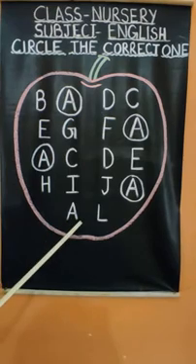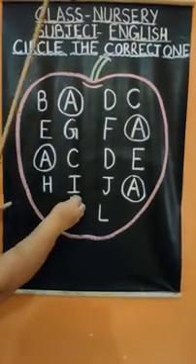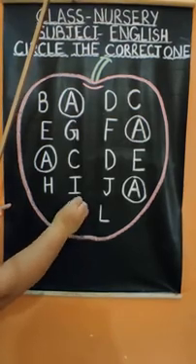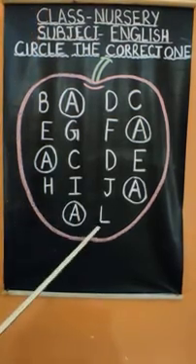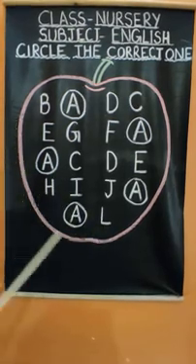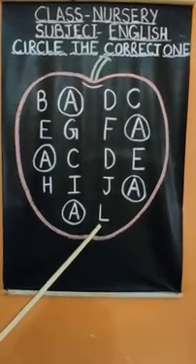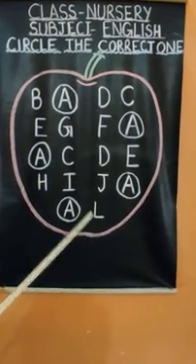Now, which figure is this? Again, this is a big A. So, we will circle A. And which alphabet is this? L. Is this L for lion? No, this is not a lion. So, we will not circle alphabet L.